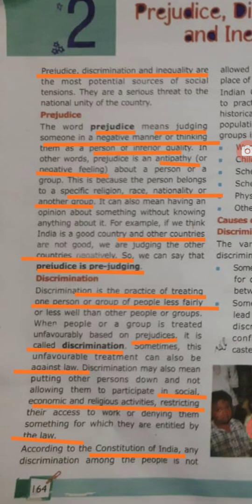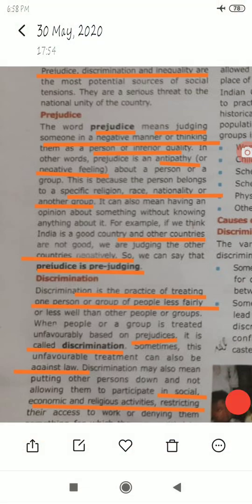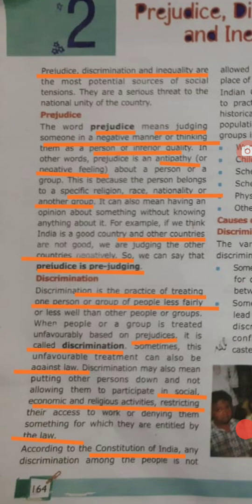Or we can say that between girls and boys, sometimes our family says that boys are stronger, boys can do this thing, boys can do that thing, but girls can't do. This is a type of discrimination. So when people or a group is treated unfavorably based on prejudice, it is called discrimination. If we have the negative feeling that someone is good, someone is bad, this leads to discrimination. Sometimes this unfavorable treatment can also be against the law. If we discriminate against someone, this is against the law made by our government.